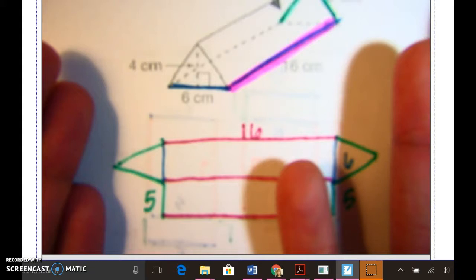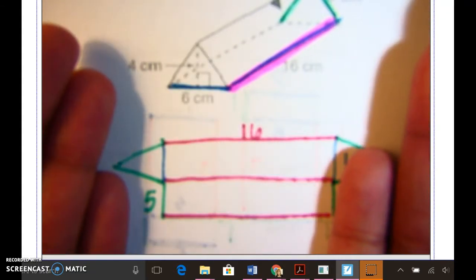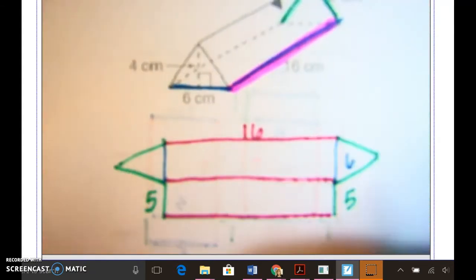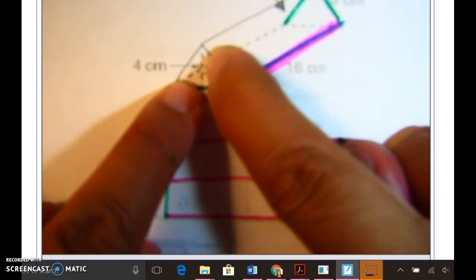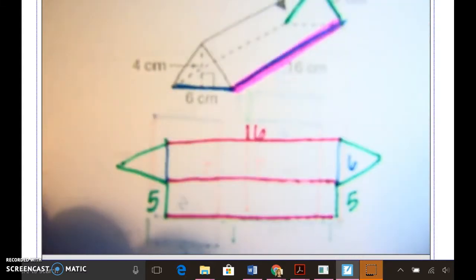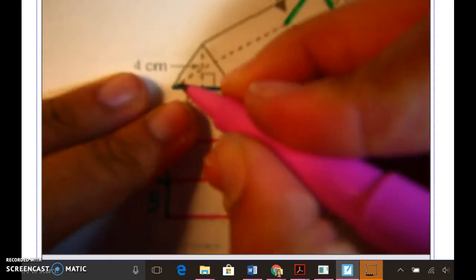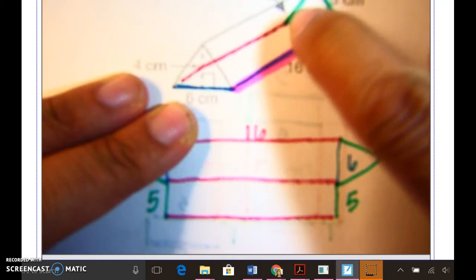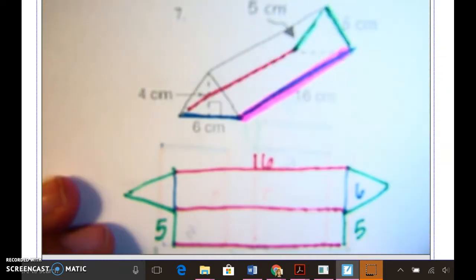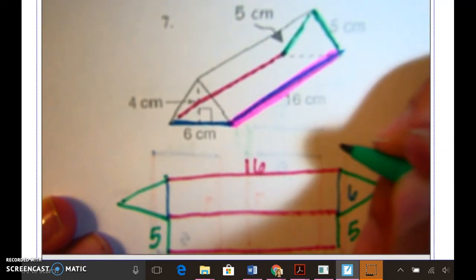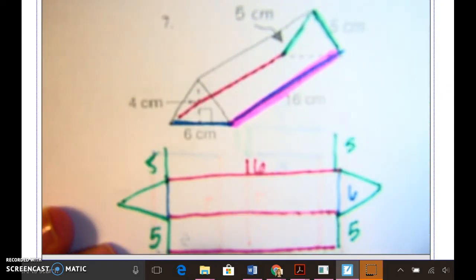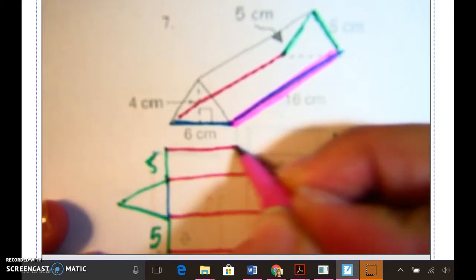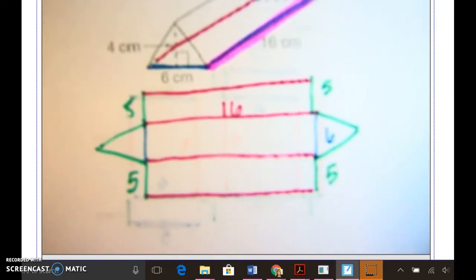So if I lay this flat, I'm going to have one rectangle on this side, one rectangle on this side, and a rectangle on the bottom, and then 2 triangles at the end. So I'm going to draw this side of it. That back kind of rectangle is going to be 16 by 5. So I'm going to draw another 16 by 5 here. And close up that rectangle. So now you have the net.